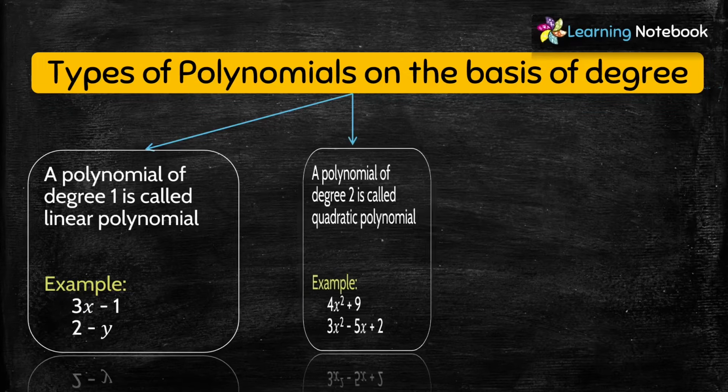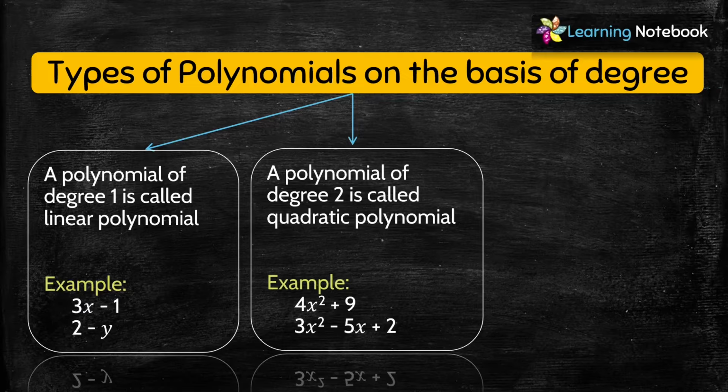Now second type of polynomial is quadratic polynomial. A polynomial of degree 2 is called quadratic polynomial. For example, 4x square plus 9 and 3x square minus 5x plus 2. Both these polynomials have degree 2. So these polynomials are called quadratic polynomials.